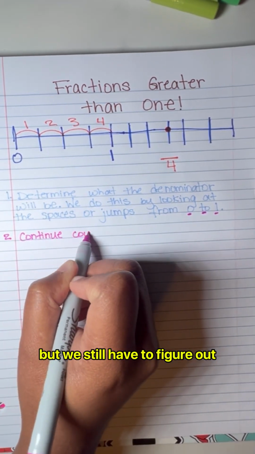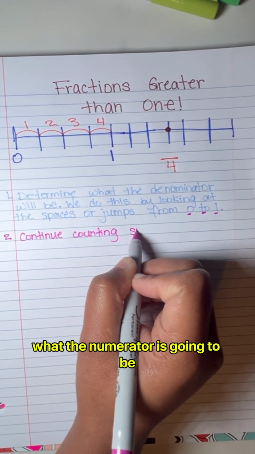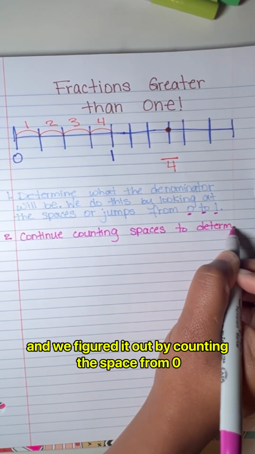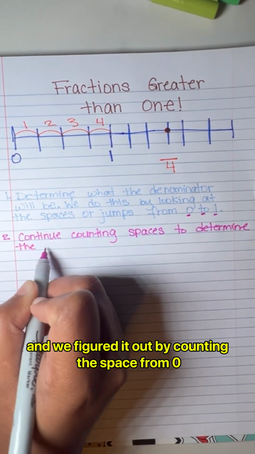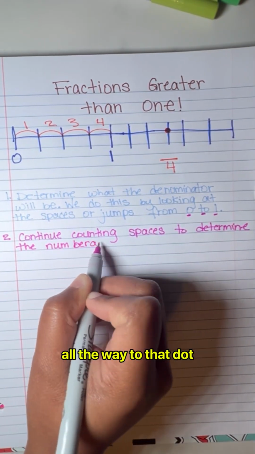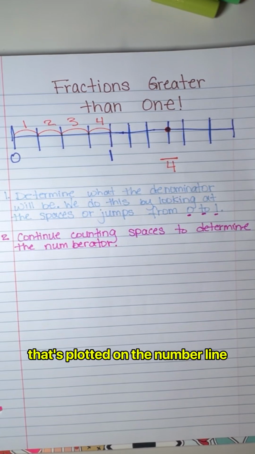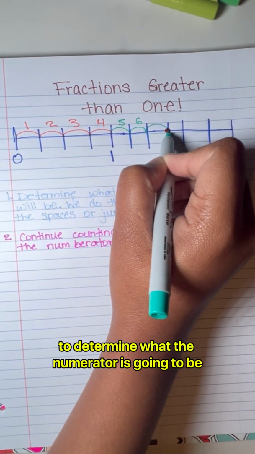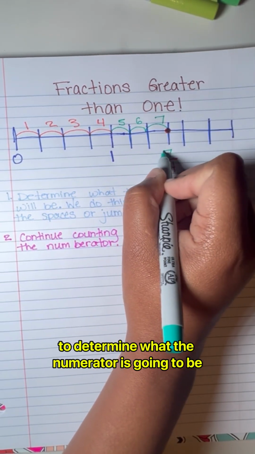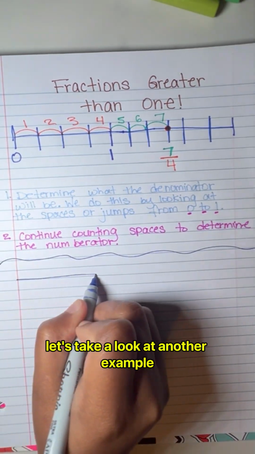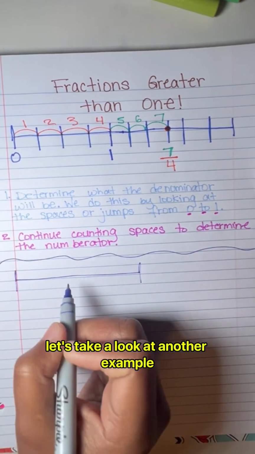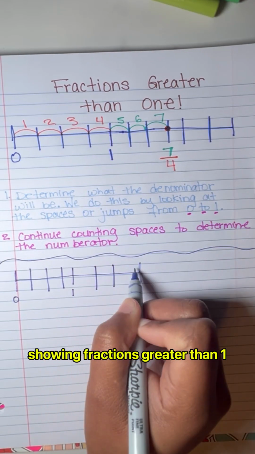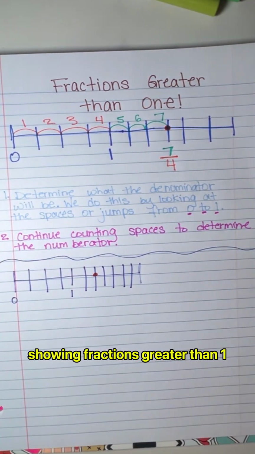But we still have to figure out what the numerator is going to be. And we figured that out by counting the space from 0 all the way to that dot that's plotted on the number line to determine what the numerator is going to be. Let's take a look at another example showing fractions greater than 1.